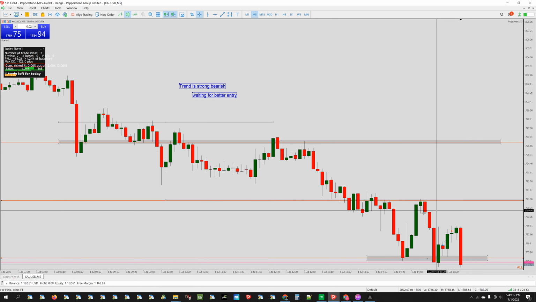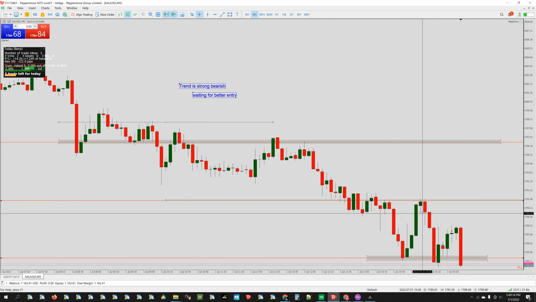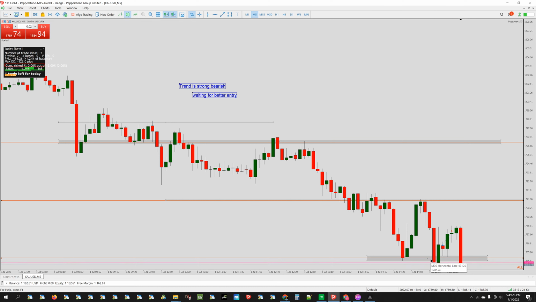A better entry, in my opinion, was once this M5 candle started breaking below the low of the previous M5 candle and our stops would be around 15 pips. We could have easily secured a minimum of 10-20 pips from this trade, but that didn't happen.